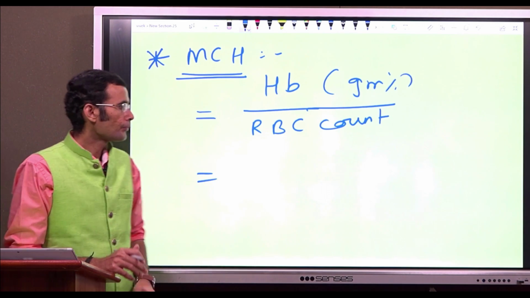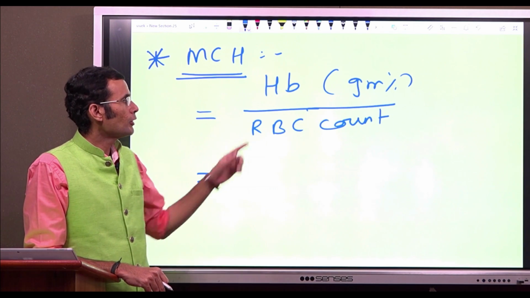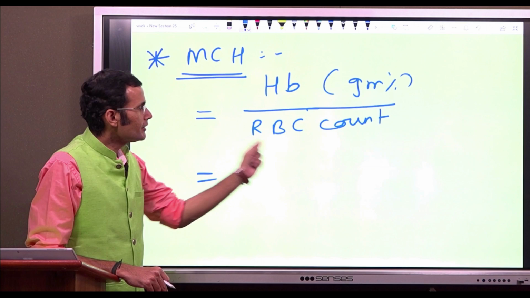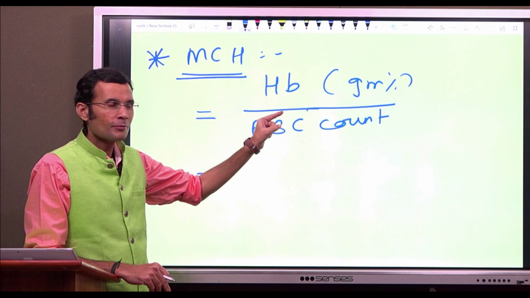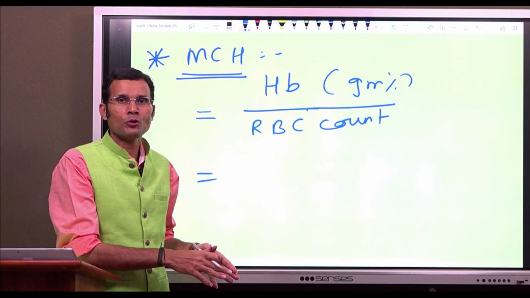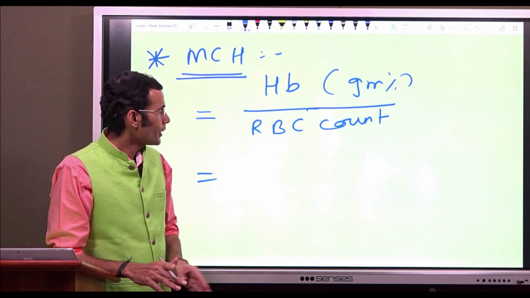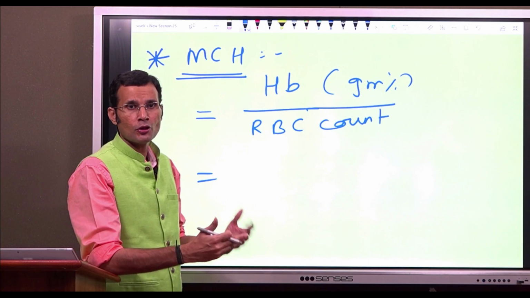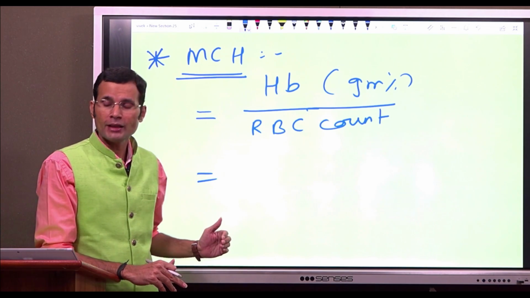Very obvious. You take a sample of blood, perform the RBC count, perform the hemoglobin estimation, and then if these many RBCs have this much hemoglobin, then on an average one RBC will have how much hemoglobin? That's mean corpuscular hemoglobin. In one red blood corpuscle, how much hemoglobin on an average is present. So hemoglobin upon RBC count.